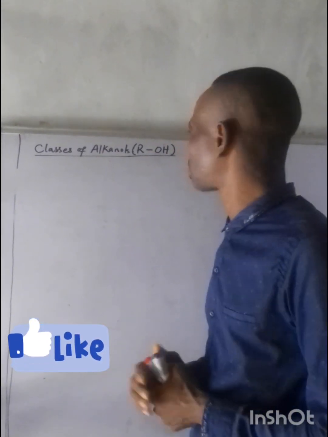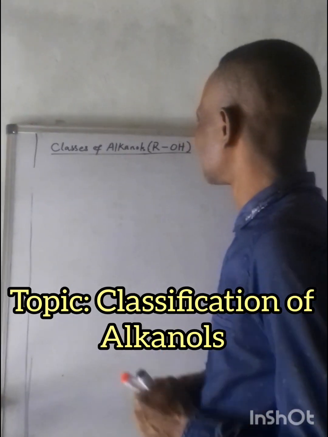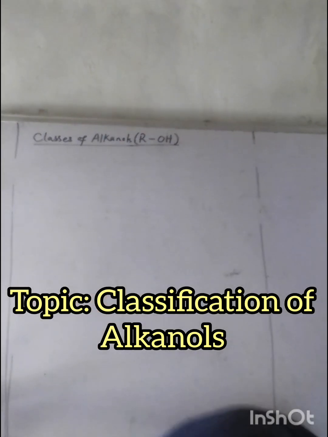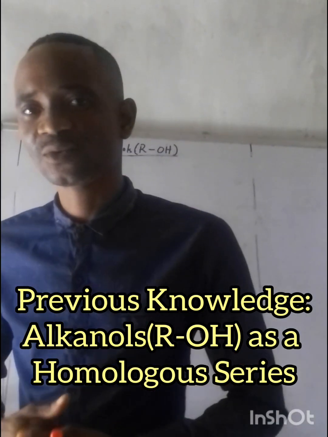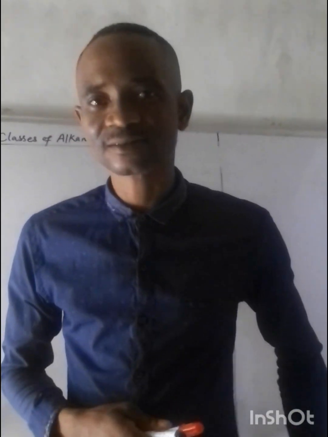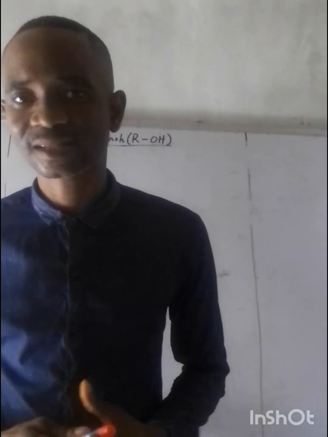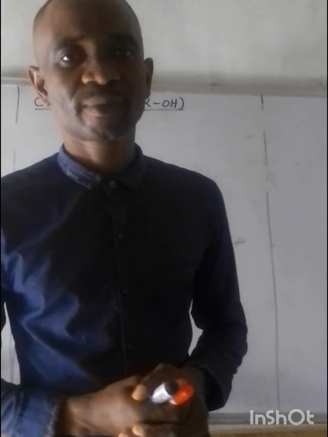Today the topic is classes of alkanols. Last time we looked at homologous series, which is a family of organic compounds with regular structural patterns in which each member varies from the next by a CH2 group. One of the groups we studied in the homologous series is alkanol.